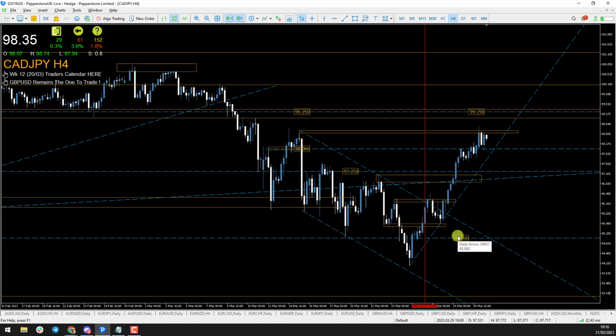Okay, we look at these for potential entries into the market, but you can also look at them and say, well, hang on a minute, the Canadian dollar's getting stronger, the yen's getting weaker. We shouldn't be looking to short this market from a lower time frame point of view anymore. We should be looking to see if that trend is going to potentially reverse, and obviously it did. Price continued to the upside.